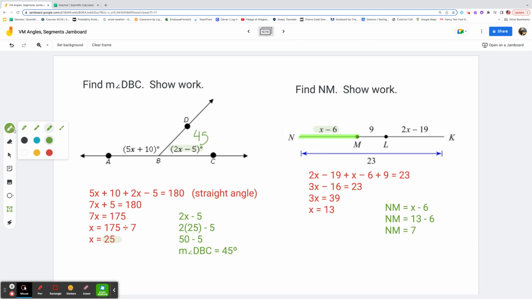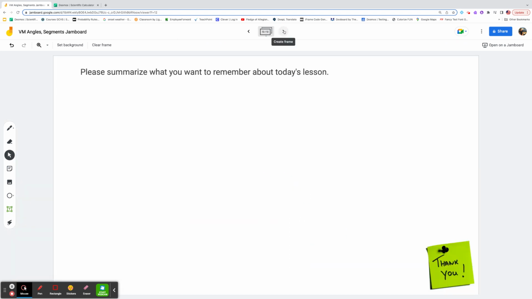Checking, making sure that our answer makes sense. If this is 7, and that's 9, and this expression here would be 2 times 13, which is 26. 26 minus 19 is 7. 7 plus 9 does equal 23, and we are pretty happy that that is correct. But more importantly, this is correct, because this is what we were asked to find, right? Okay, so that was something about the segment addition postulate.